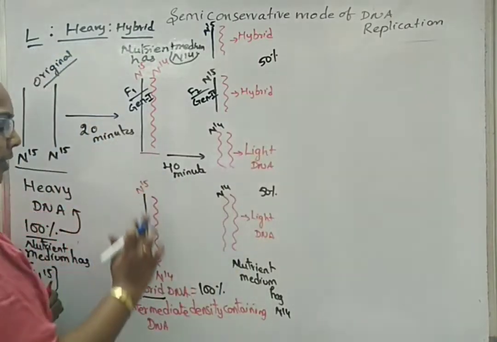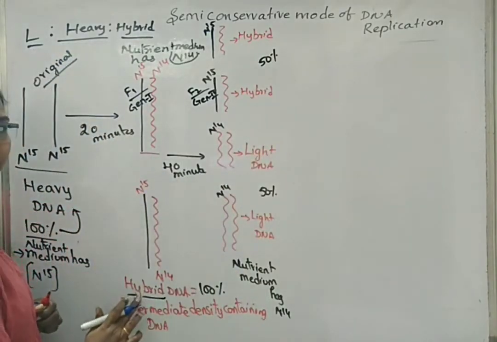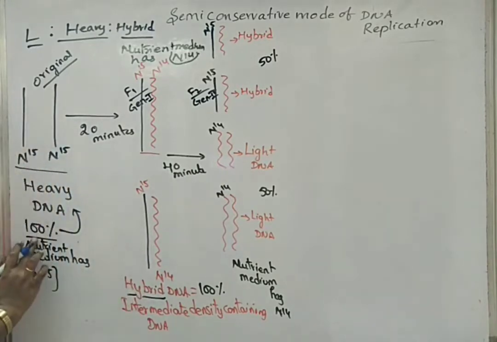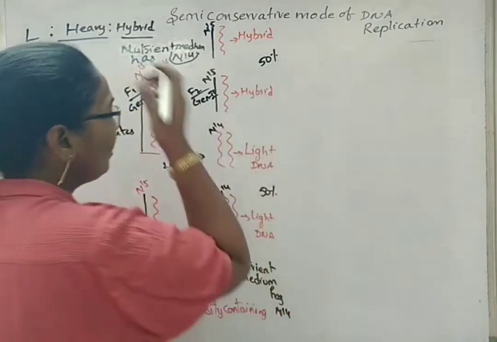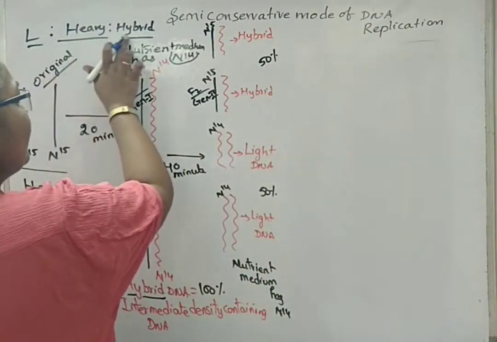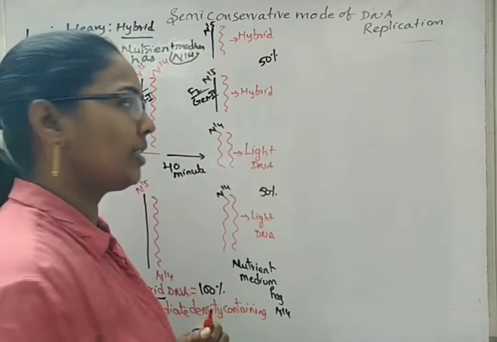In generation 1, we got purely 100% hybrid DNA. In the original DNA strands, we got 100% heavy DNA. Later, we will write the ratios like this: light DNA, heavy DNA, hybrid DNA of each and every generation.